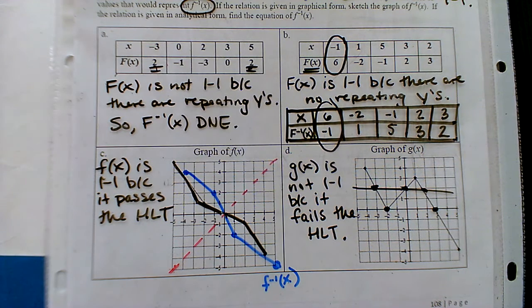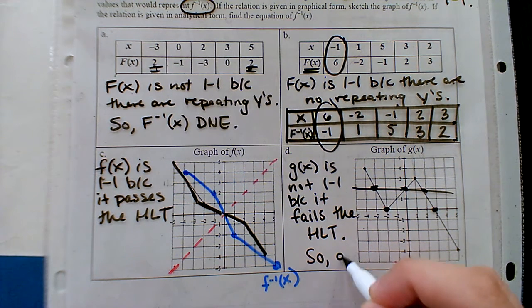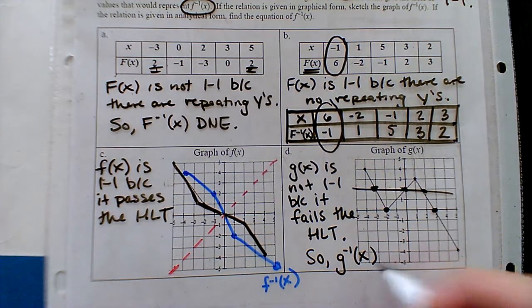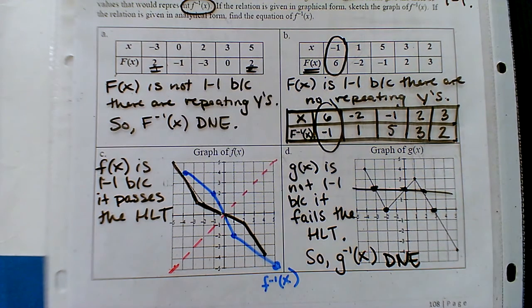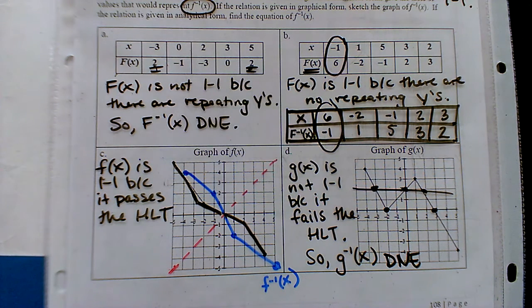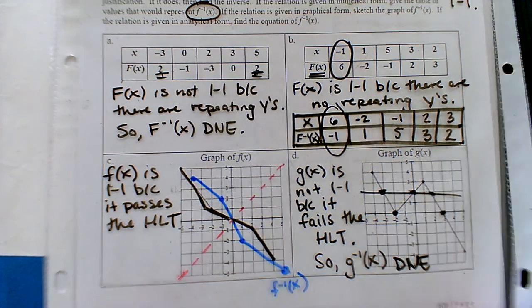So since g of x is not 1 to 1, we could say the inverse, g to the negative first, does not exist, meaning it's not a function. You could switch the x's and y's. There's nothing stopping you from doing that, but if you were to do that, the graph you would get would not be a function. It wouldn't pass the vertical line test. So we're not actually going to go through that process. The inverse doesn't exist, meaning it's not a function.